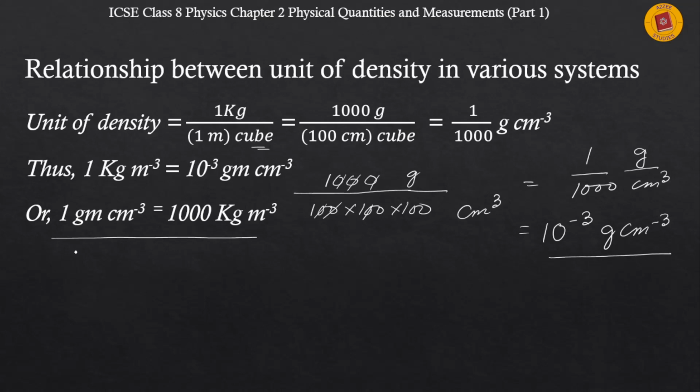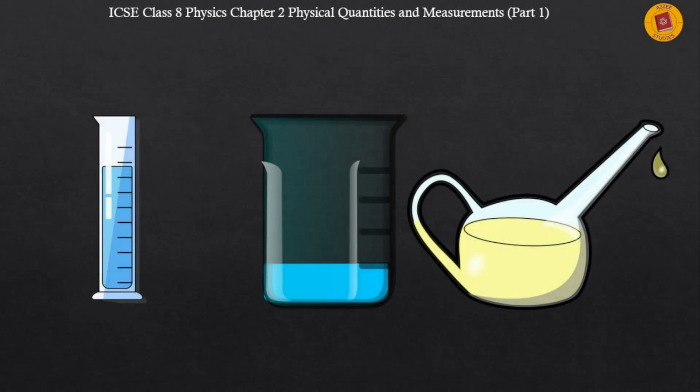Okay. 1 gram per centimeter cube is equal to 1000 kg per meter cube. This is very easy to remember. So you can remember this relation. It will be easy for you. Moving on to the next slide.